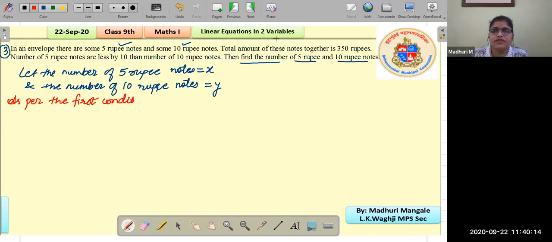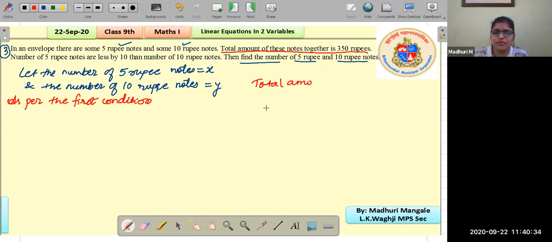Let me highlight the first condition. It says the total amount of these notes together is 350 rupees. So we have to find the total amount. Now, what do you mean by total amount?